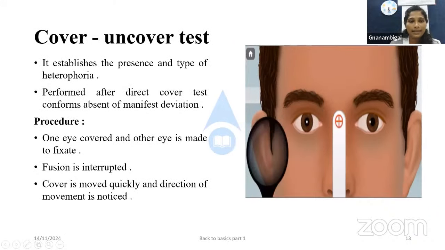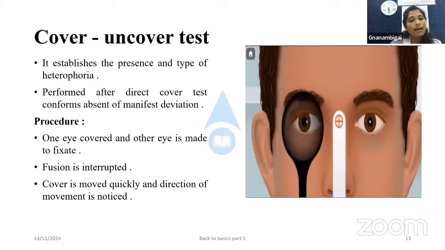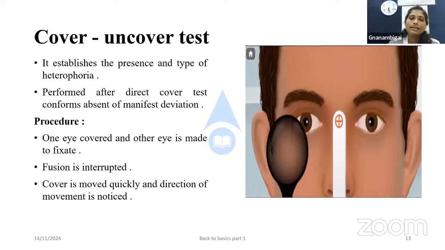And next is the cover and uncover test. This is to establish the presence and type of heterophoria. For this cover and uncover, the same eye's movement is observed. Cover and uncover the patient's same eye, and we will observe the movement of the eye. In the procedure video, we will cover the patient's eye and we will see the movement of the same eye. Here we are able to see the phoria because the fusion is interrupted. The cover is removed quickly and the direction of movement is noticed in the same eye.